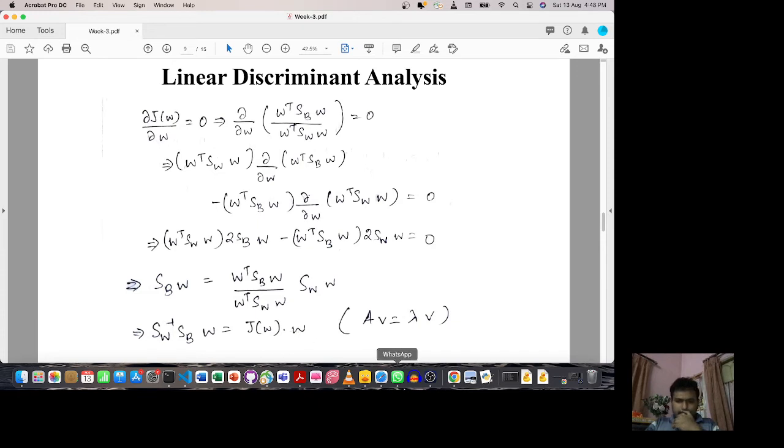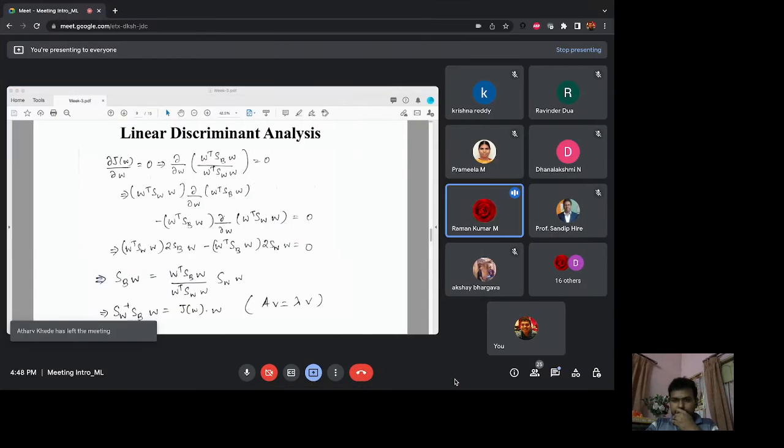Sorry to interrupt. Can I share my understanding? Sure. Actually, sir, we are doing the derivative with respect to W, so SB will be a constant. So we can take SB out, then it will be W transpose into W, right? So in vector, W transpose into W is nothing but W square.